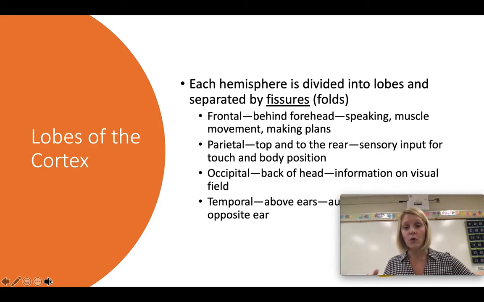Now the frontal lobe itself is divided, but for our purposes we really just need to know about the frontal lobe itself. It's right behind your forehead. It's very much involved in speaking, muscle movement, making plans, and judgments, like thinking ahead, what-if scenarios: if I do this, what's going to happen. So the frontal lobe is extremely important.